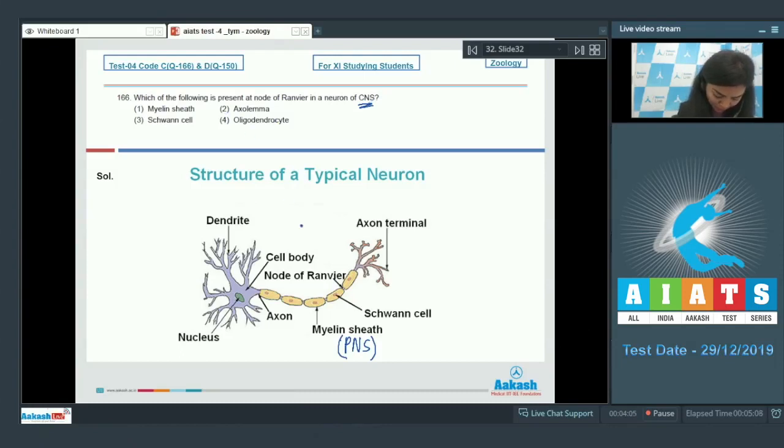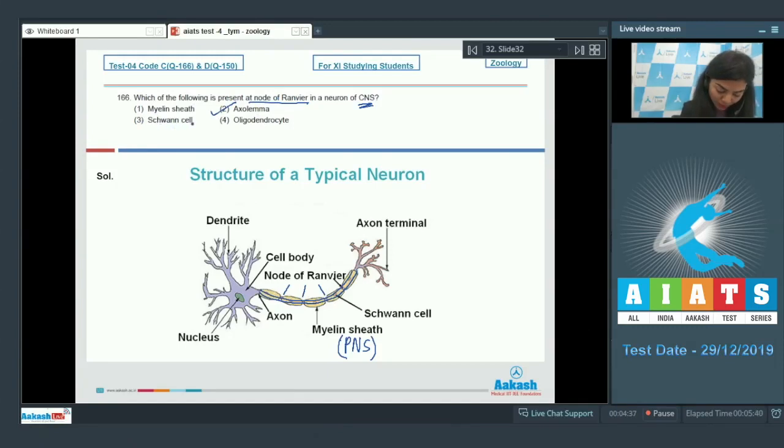Option 2, axolemma. The axolemma is the term for neuronal cell membrane in the axon region. This is the axon, and this is the cell membrane of axon, which is called axolemma. Axolemma is present throughout the axon, and it's also present at nodes of Ranvier. These nodes. So this is present in CNS as well as at nodes of Ranvier. So this is the right answer.